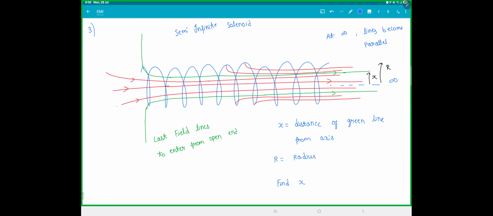We got a semi-infinite solenoid. Lines are entering from the left-hand side. They will not be parallel because there's an open end and lines will be all weird. So there are multiple lines. The green lines are the last ones to enter. When they go to infinity, it is like an infinite solenoid, and the field becomes parallel on the right side. Some lines are also generated in the middle because there is no symmetry now. So the question is, these green lines will be at a distance x from the axis. Find x.